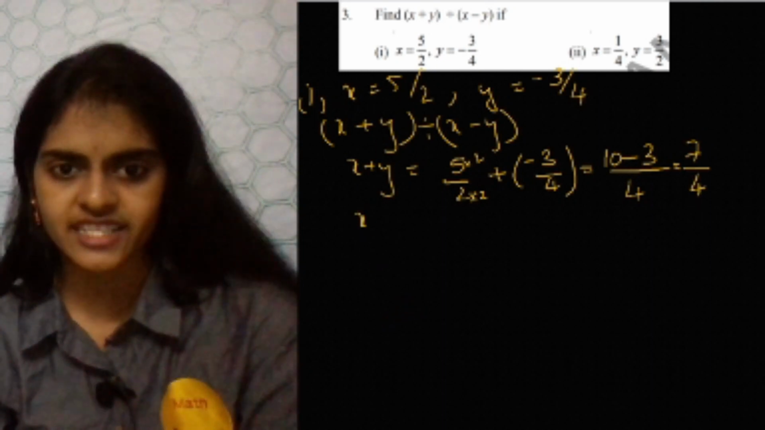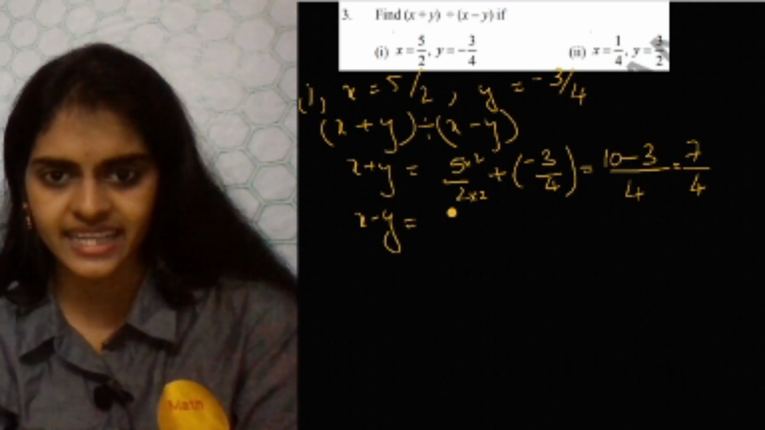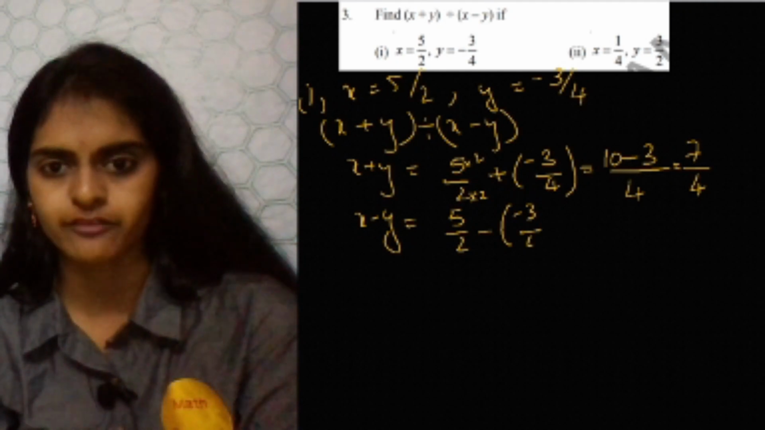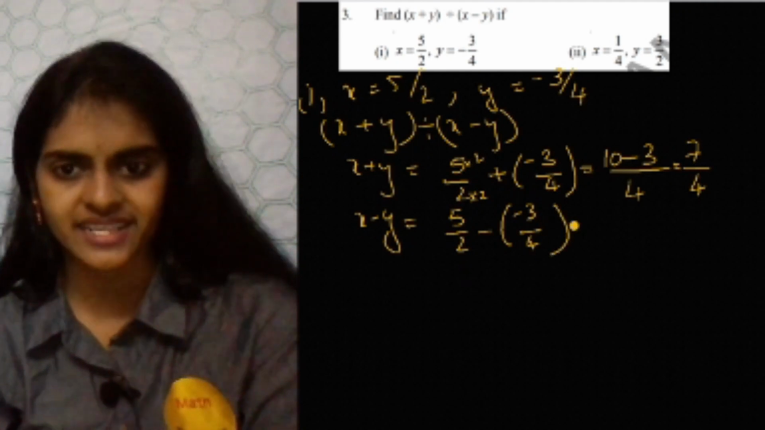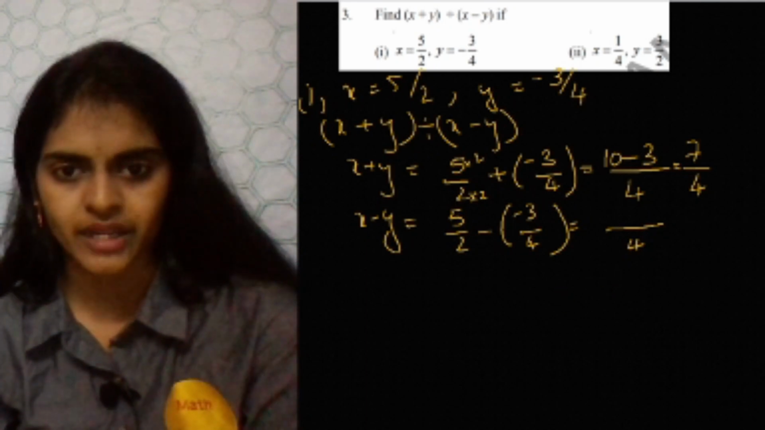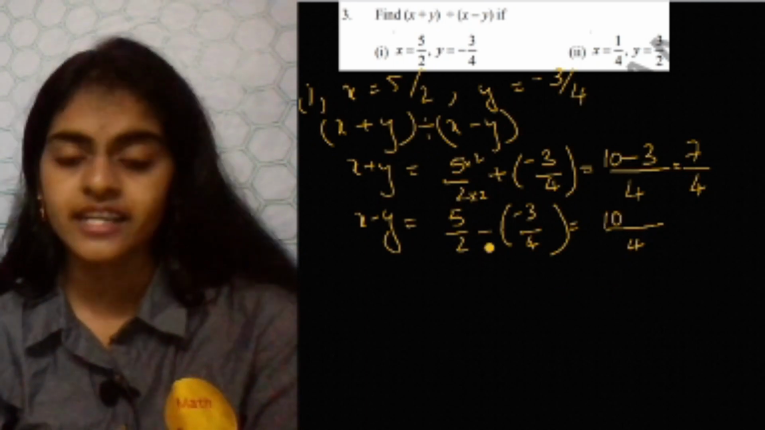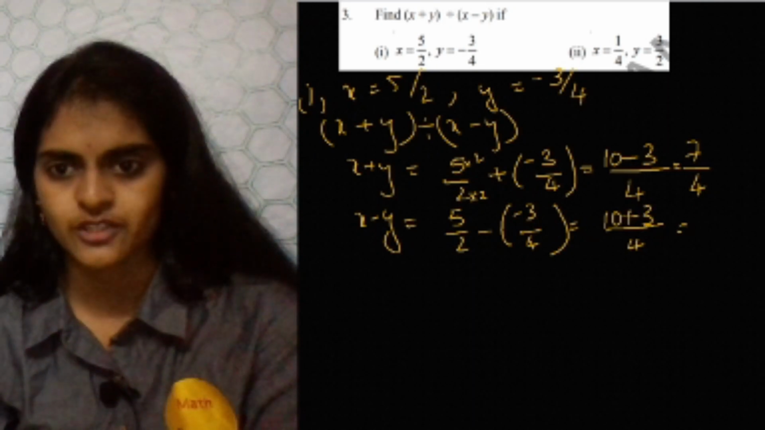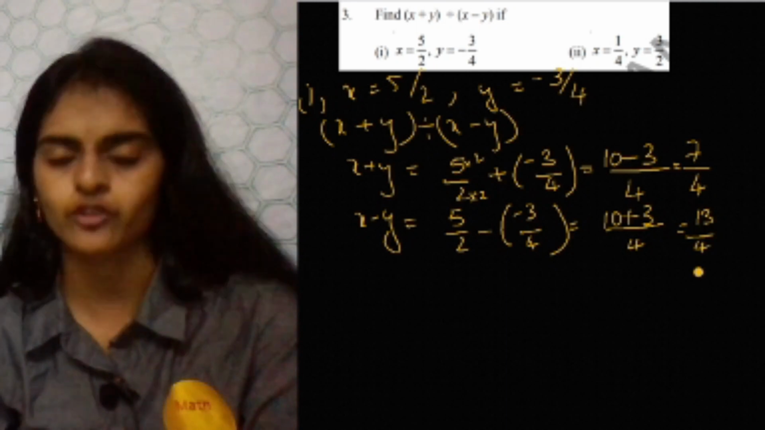Okay, now what is x minus y? X minus y is again the same thing, 5 by 2 minus of minus 3 by 4. X is 5 by 2, y is minus 3 by 4. Okay, again the LCM is 4. Here you will multiply by 2, so this becomes 10. Now see, minus into minus is plus, so it is 10 plus 3, so this is 13 divided by 4.